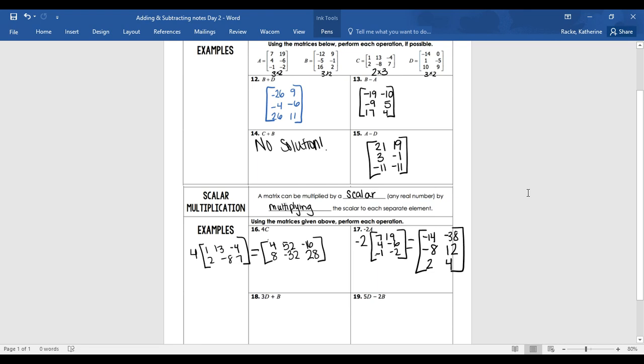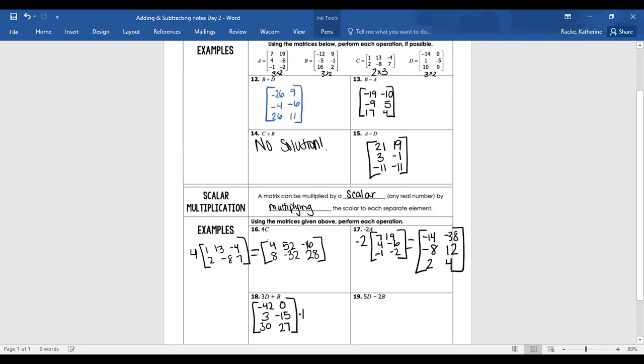Now let's move on to 18, 3D plus B. So let's go ahead and do 3D first. 3 times D, I have to do negative 14 times 3 to give me negative 42. 3 times 0 gives me 0. 3 times 1 gives me 3. Negative 5 times 3 gives me negative 15. 10 times 3 gives me 30. And 9 times 3 gives me 27.